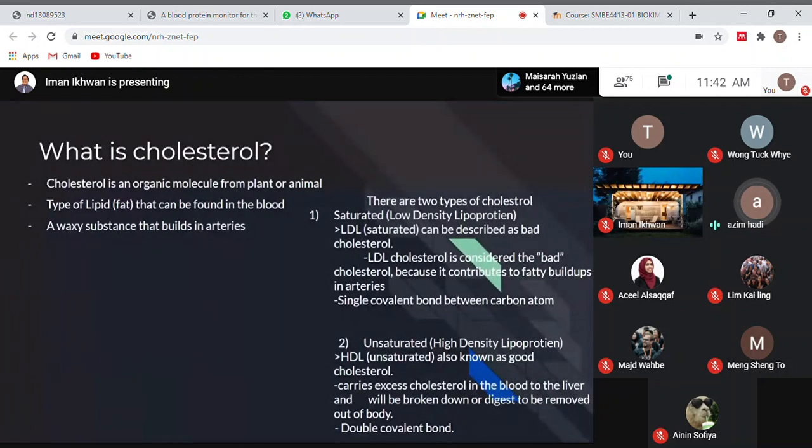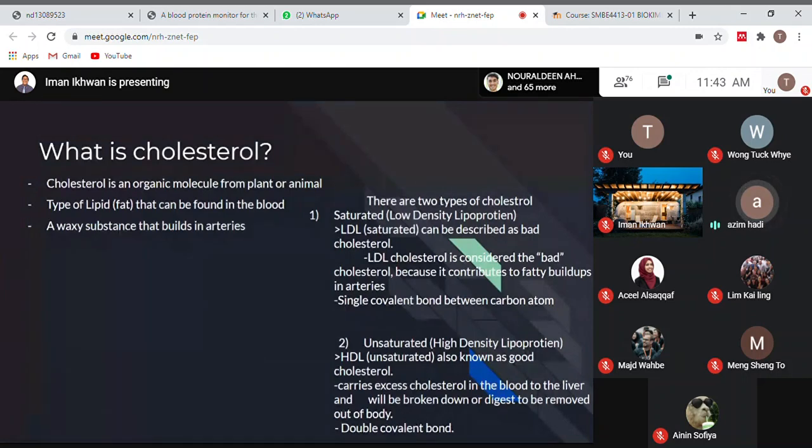Saturated is low density lipoprotein, which is LDL, and it can be described as a bad cholesterol. LDL can contribute to fatty build-ups in the arteries, and LDL or saturated cholesterol is made up from a single covalent bond between carbon atoms.